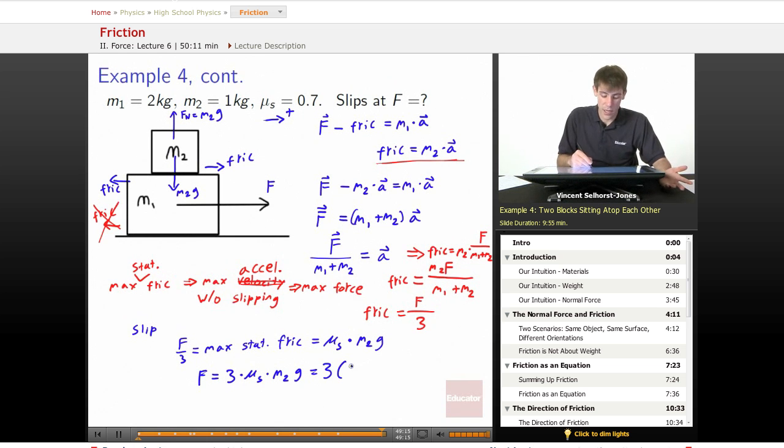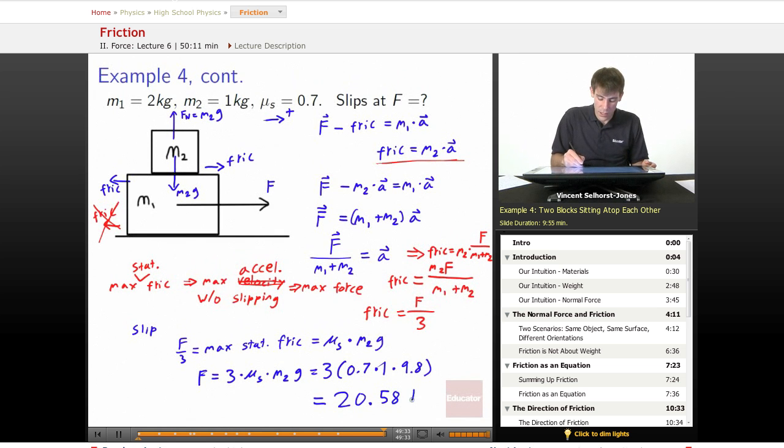3 times, what was mu static? It was 0.7. What was the mass of the top object? It was 1. What's gravity? 9.8. So that gives us that the Newton force, when we use a calculator on this, we come up with the number. It's 20.58 newtons. That's how much it is to finally get the thing to just start slipping. If we just barely exceed 20.58, that's the razor's edge, the slightest bit of difference off of 20.58, and it will just start to slip because we'll have just exceeded this maximum static force.